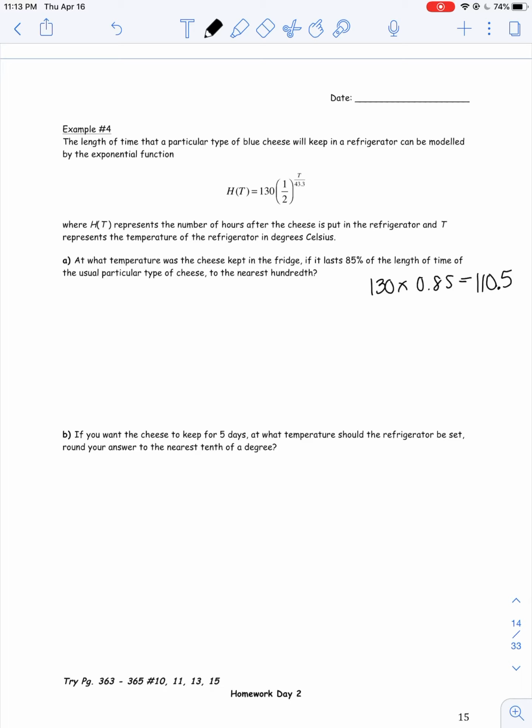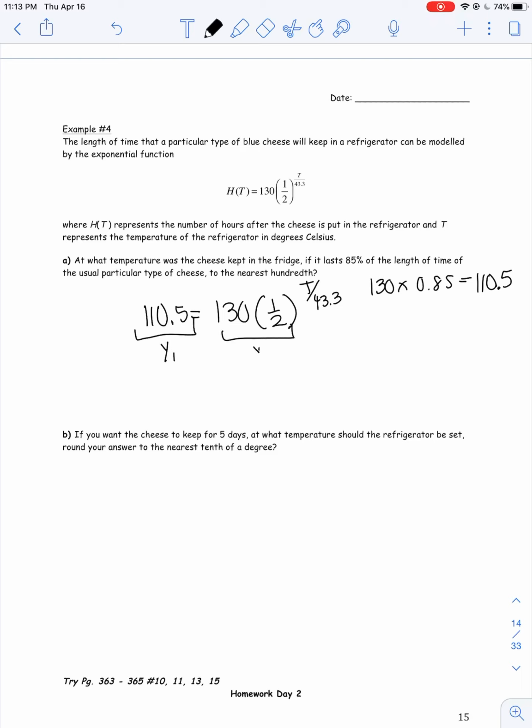So if 130 represented the initial number of hours the cheese was put in the refrigerator, then we want to find out 85% of that. So we want to figure out the temperature, which is capital T. So we're going to put 110.5 equals 130, 1/2 to the power of T over 43.3. Now we're going to put this into our calculator.